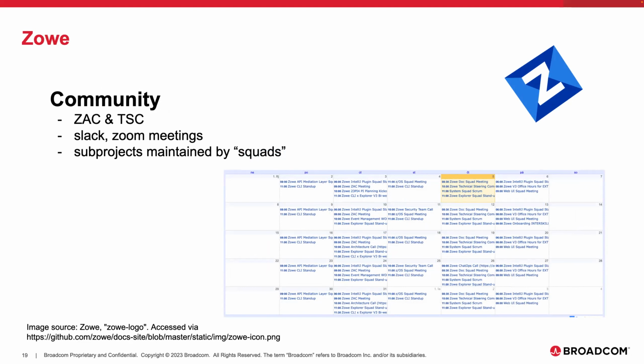When it comes to community, Zowe is led by the Zowe Advisory Committee, which is like a board of directors, something like that. And for the technical part, the Technical Steering Committee is responsible. Both of these groups are meeting each week. The communication in the community is happening on Slack mostly, and there are very active meetings every week. Those are done through Zoom meetings.